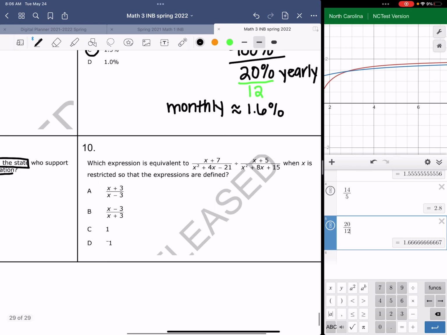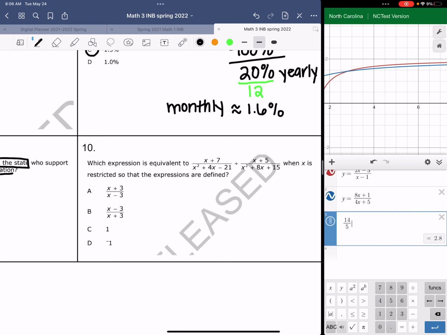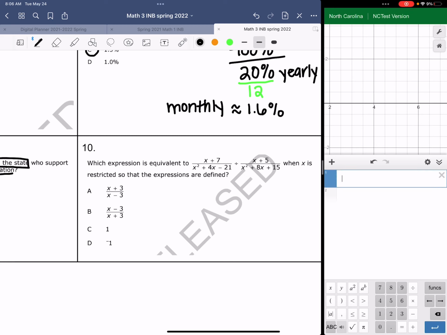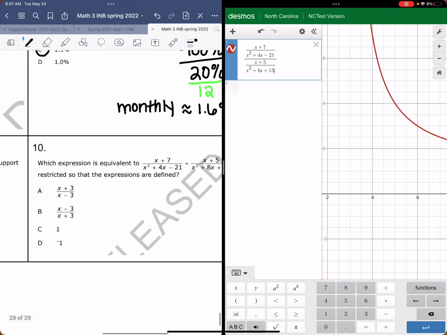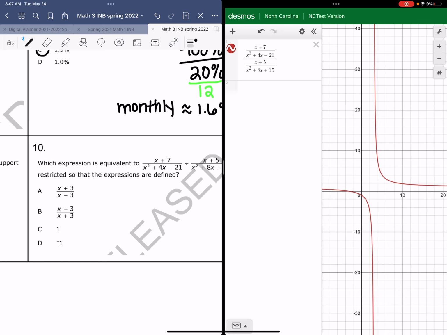And then the last one, number 10. It's a division problem. A lot of you are doing these graphically, which I'm fine with. Just be careful. Make sure that you're typing everything in correctly. So we have x plus 7 over x squared plus 4x minus 21, and we're dividing that by x plus 5 over x squared plus 8x plus 15. So you get this graph. So the question is, which one matches that?